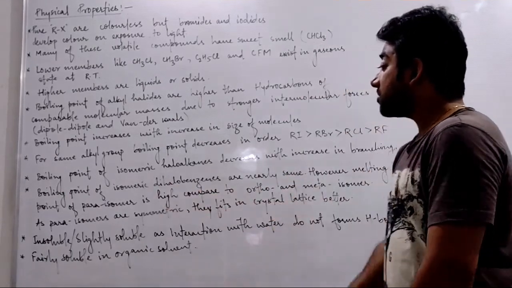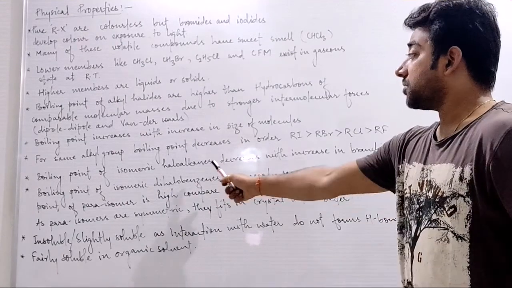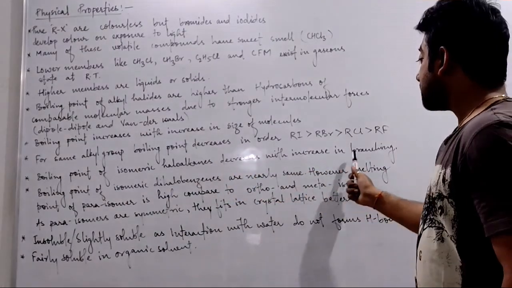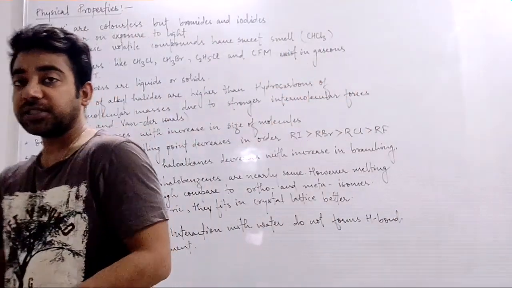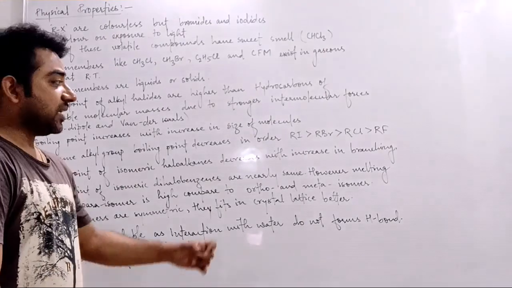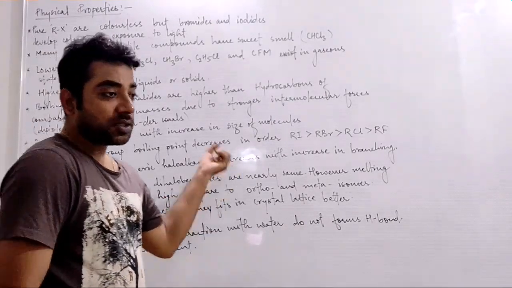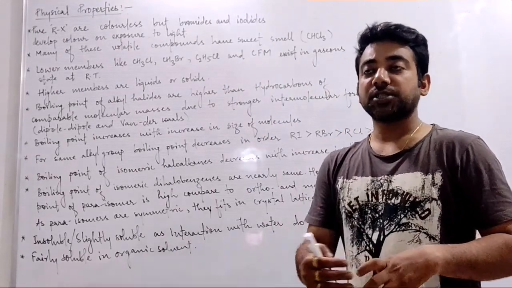Boiling point of isomeric haloalkanes, इस पे भी बेस्ट क्वेश्चन रहता है. Boiling point of isomeric haloalkanes decrease with increase in branching. जैसे जैसे branching increase होगा, boiling point decrease होगा. ऐसा क्यों? The same portion you have studied in hydrocarbon chapter in class 11th also. Branching के साथ क्या होता है?